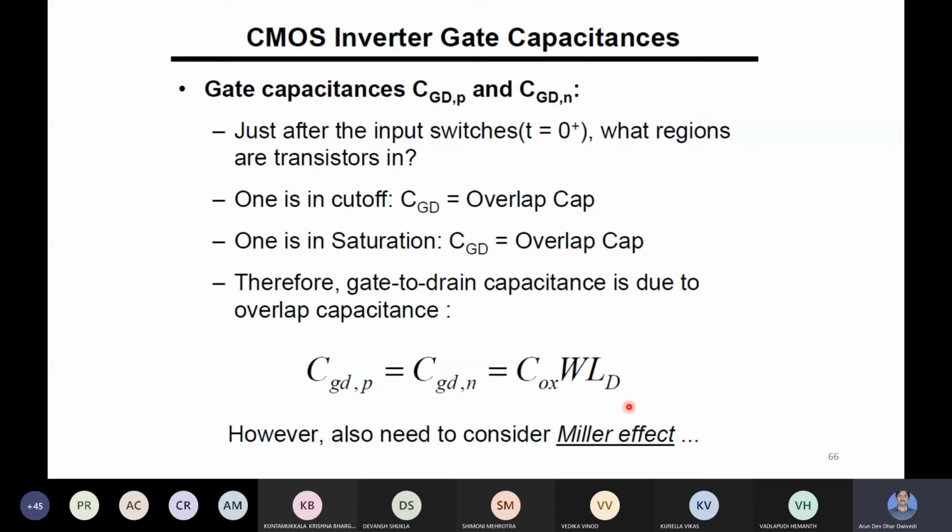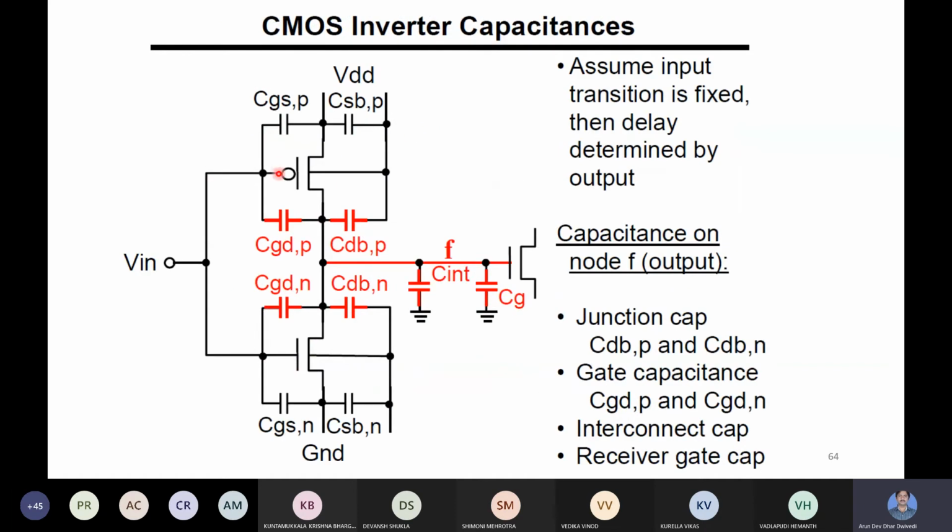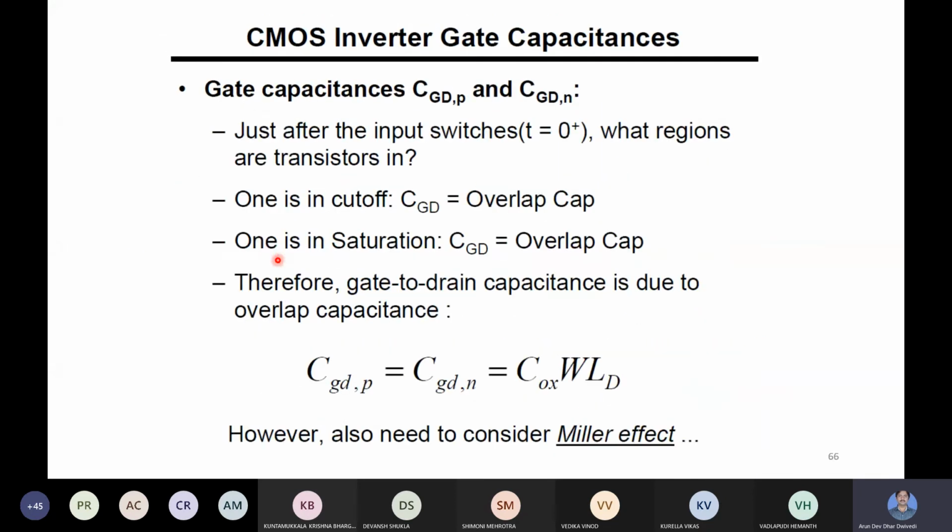Then let us see which capacitance is useful to consider. For the CMOS inverter gate capacitances, let us consider the gate side. This is the complete circuitry. First let us see these two, and also we will consider the Miller effect, how the effective capacitance comes about. Gate capacitances CGDP and CGDN must be considered properly, just as the input starts switching.